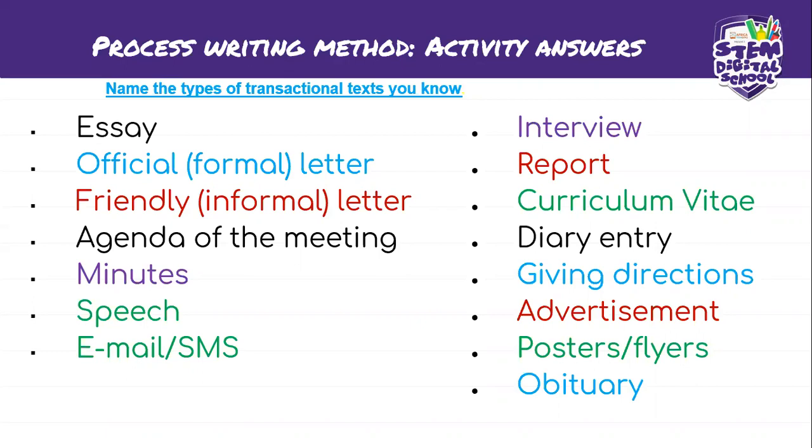And if you remember well, you will remember that a formal letter has two addresses, where one address is your address and the other address is the address of the recipient, the person or the company that you are writing the letter to.